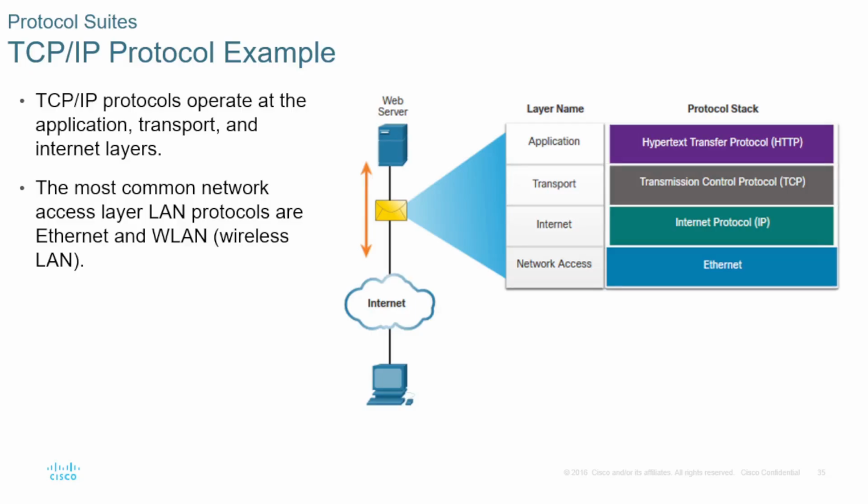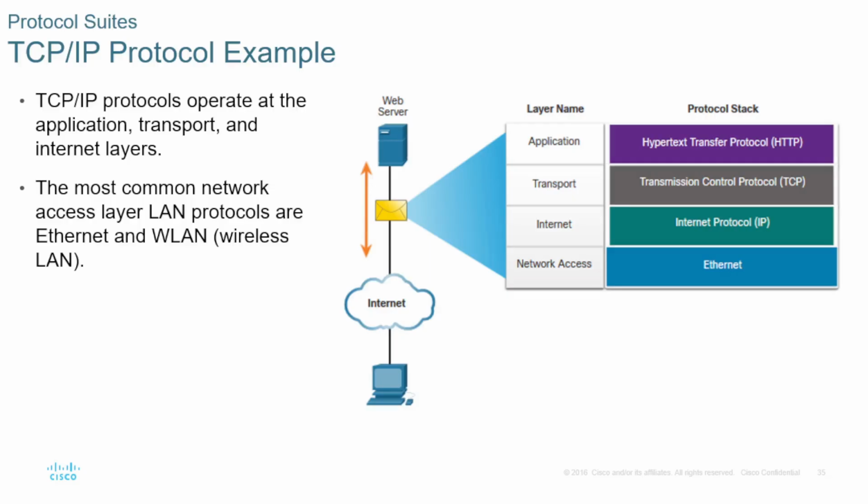TCP/IP protocols operate across several layers. The application layer, which supports programs like web browsers, email clients, and file transfers. The transport layer, which ensures reliable delivery, sequencing, and error checking. And the internet layer, which handles addressing and routing of data across networks. At the network access layer, the most common LAN protocols are Ethernet for wired connections and Wi-Fi for wireless networks. These protocols manage how data physically travels over local networks.